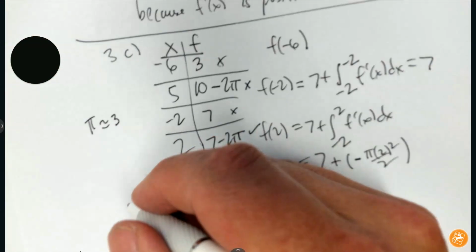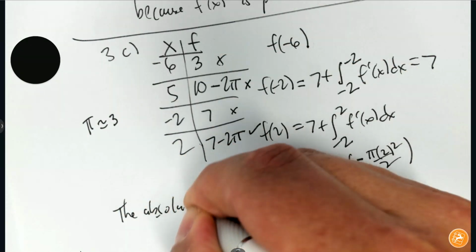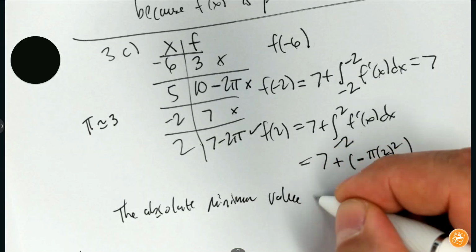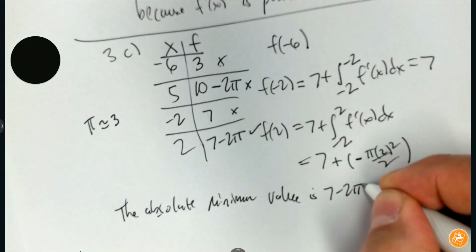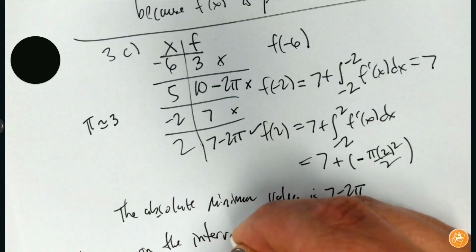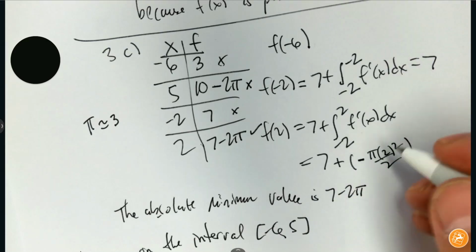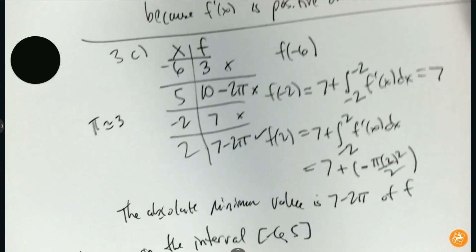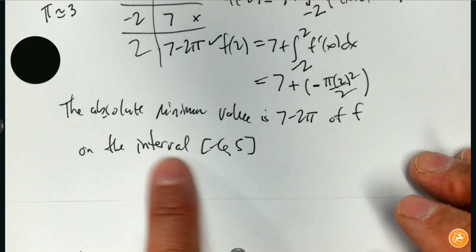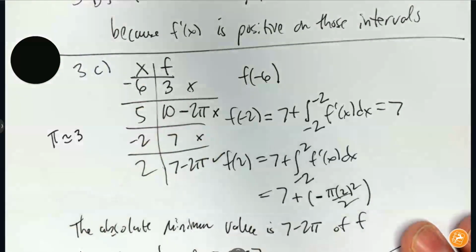So the question again says, find the absolute minimum value. So the absolute minimum value is 7 subtract 2 pi on the interval -6 to 5. So the absolute minimum value is 7 subtract 2 pi of that function on this interval, and it's done. And this is the work that justifies your answer up here.